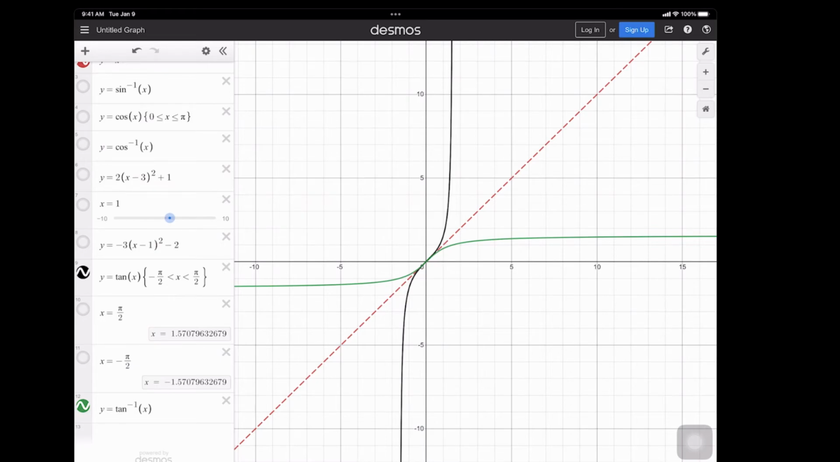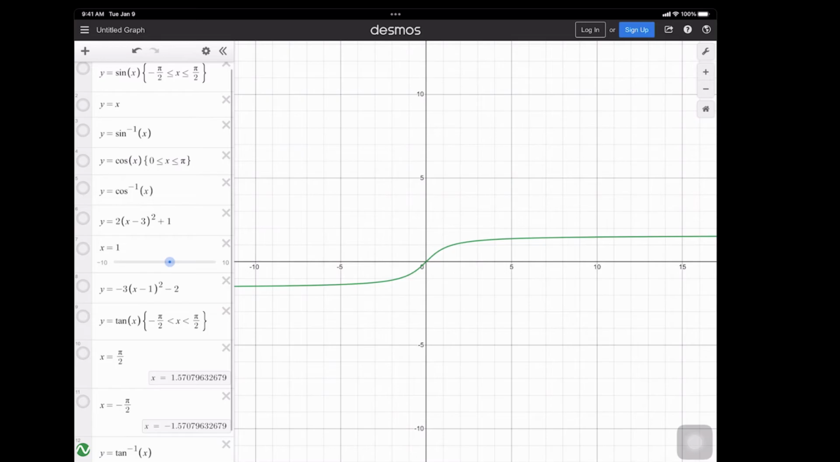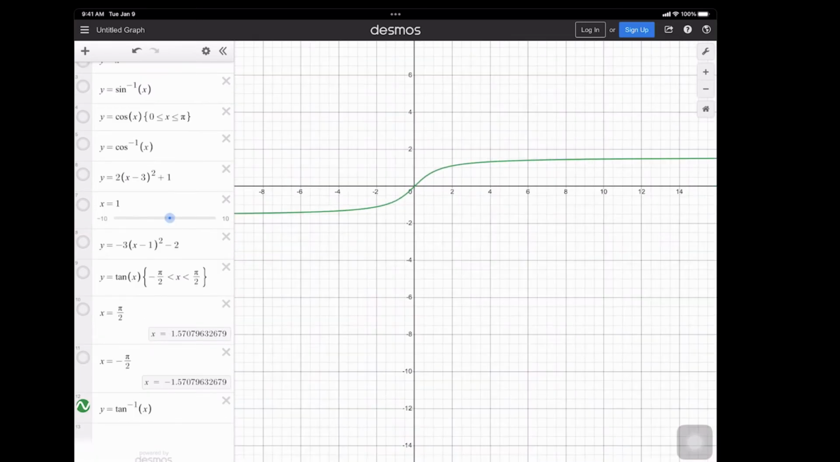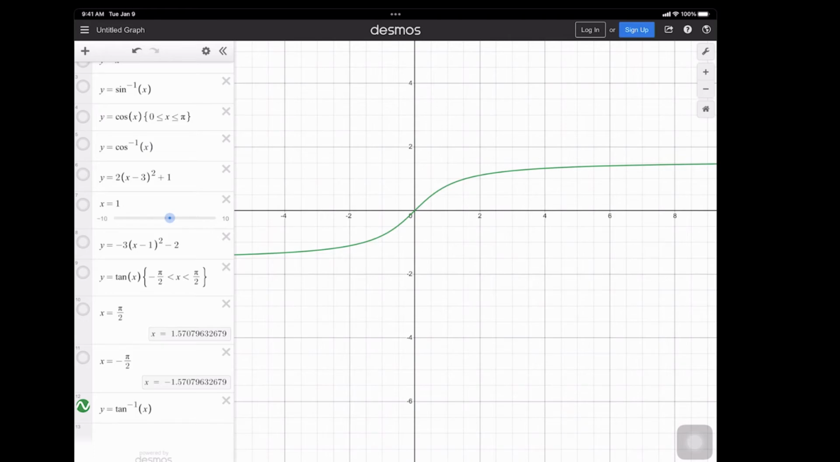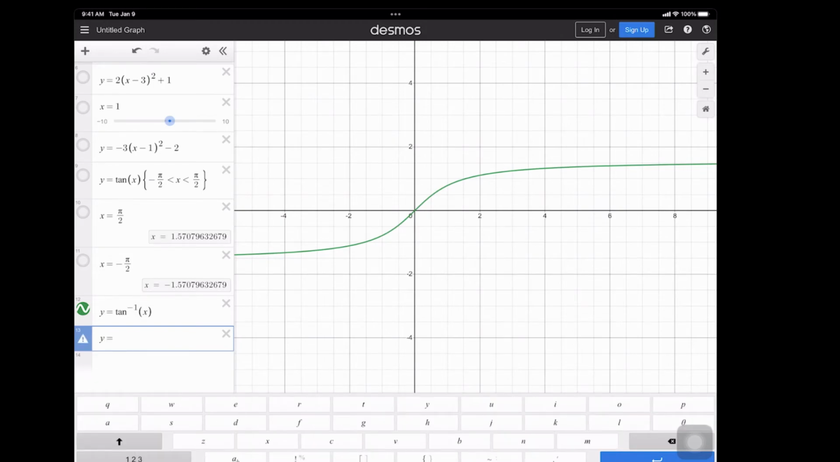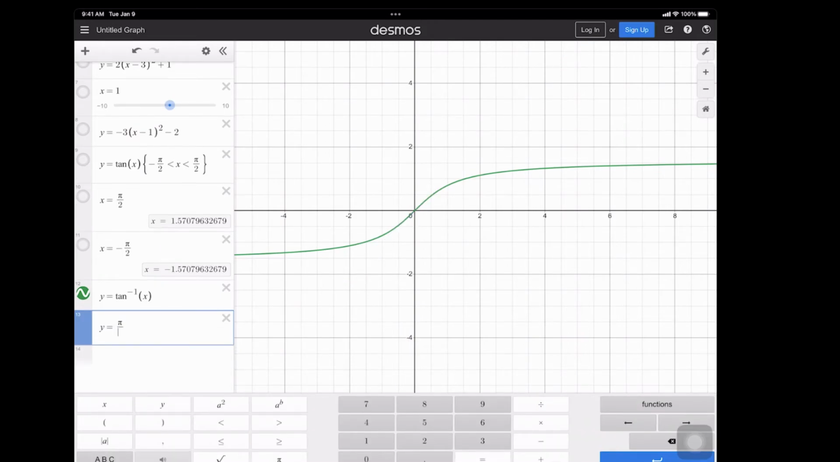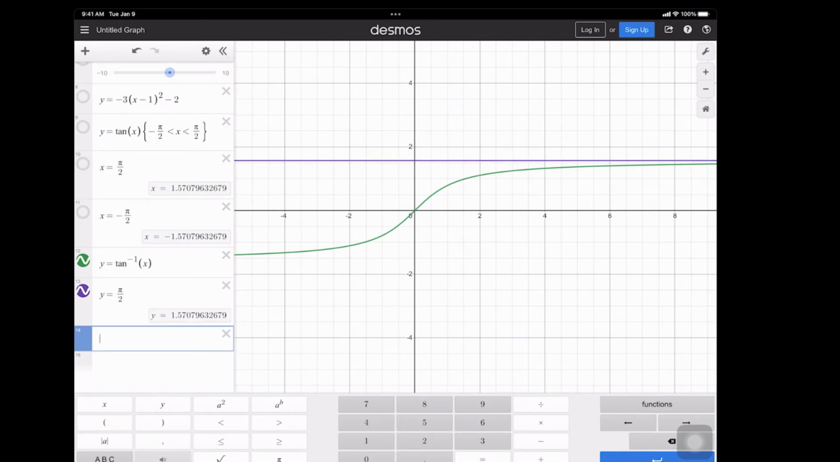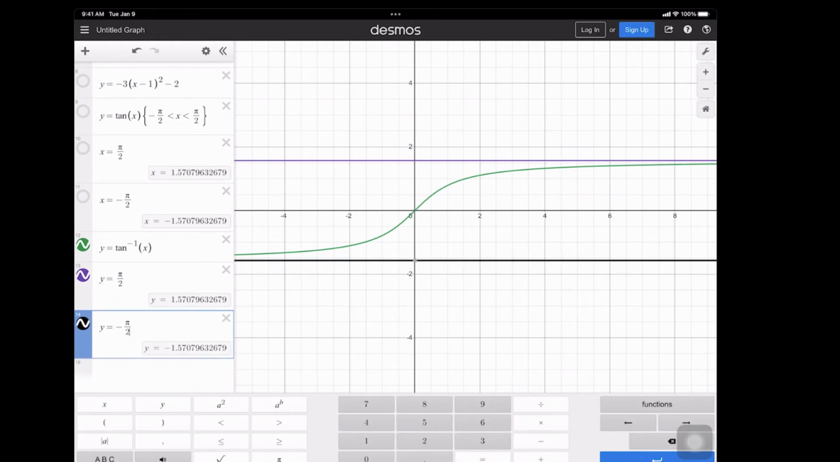Okay, now I'm going to get rid of my line here. I'm going to get rid of tangent. I'm going to get rid of this line, and then I'm going to emphasize another few things about this. So if you guys take a closer look, okay? This is your inverse tangent curve. However, now we have y equals pi divided by 2. And you have y equals minus what? Pi divided by 2. Okay?